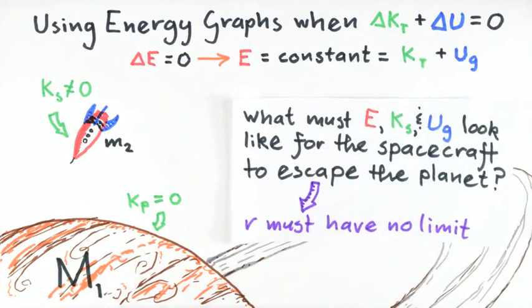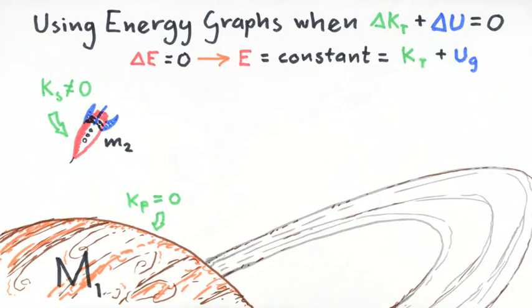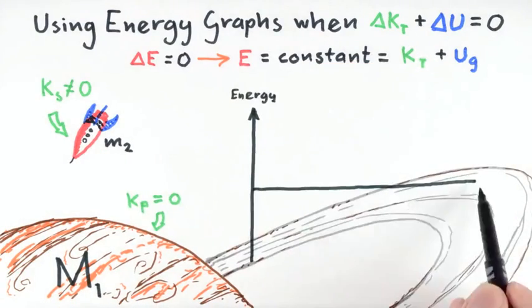From an energy standpoint, under what conditions will the spacecraft escape the planet? Escape here means the spacecraft will be able to achieve an arbitrarily large separation distance r from the planet. The energy principle tells us that for the planet plus spacecraft system, with no external interactions, the change in the total energy is zero, or equivalently, the total energy of this system is a constant.